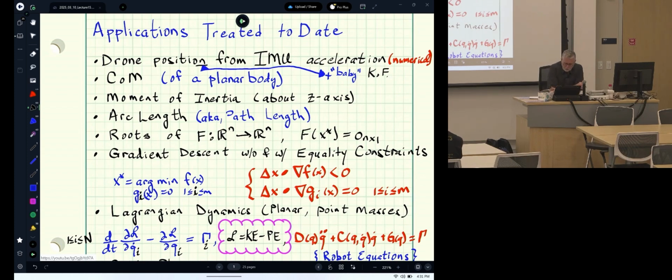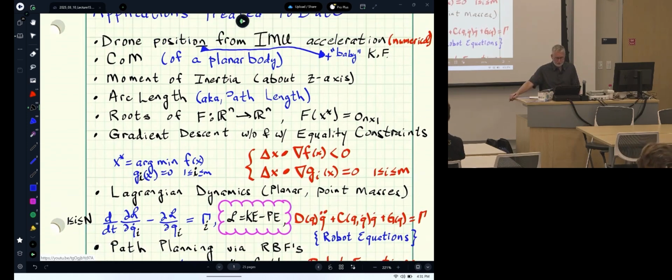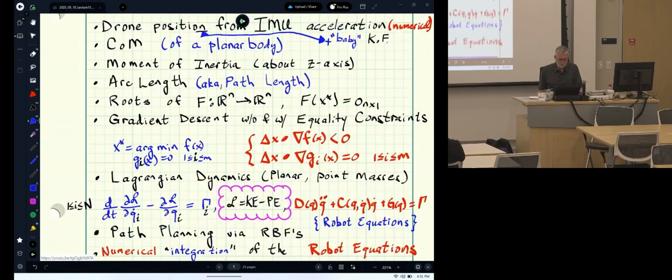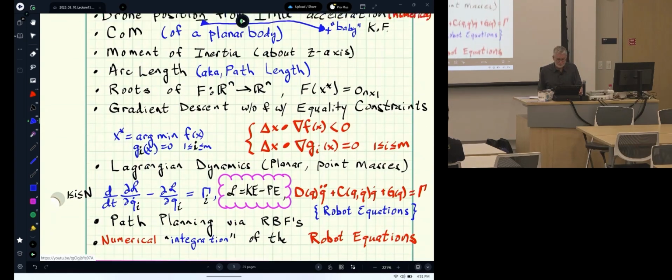We did two properties that are required for understanding robot links: their center of mass and the moment of inertia about the z-axis. We did arc length, which also is called path length, to help you understand how far a robot has traveled. Even if the path is extremely complicated, we saw that we could use the Pythagorean theorem to actually derive a formula that was very easy to integrate.